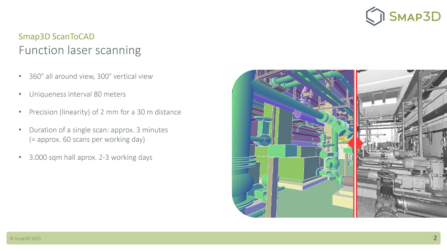The underlying laser scanning and laser scanners used for this purpose nowadays offer the following features: an all-around visibility of 360 degrees with vertical visibility of 300 degrees, unambiguity interval of 80 meters, a linear precision of 2 millimeters at a distance of 30 meters.